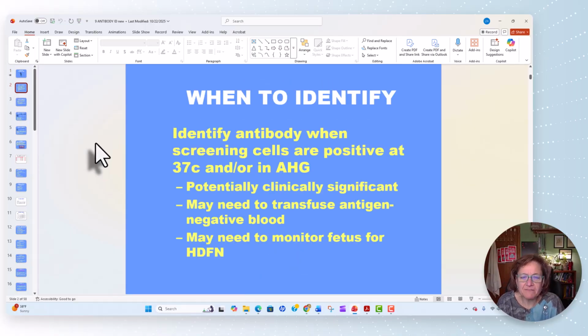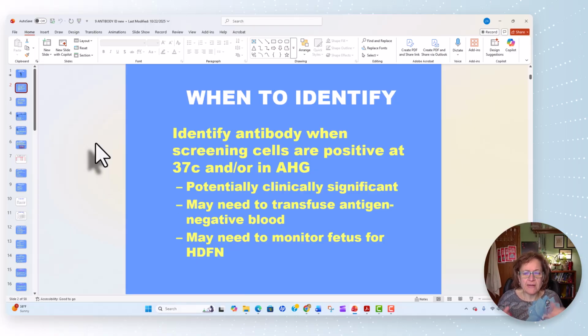We have to identify an antibody whenever a screening cell is positive at 37 or in anti-human globulin phase. So pretty much if a screen says there's something there, we have to find out what it is. That's the whole point of a screen, to look at patient plasma and see if there are any antibodies there that could cause problems with potential cells from another person.